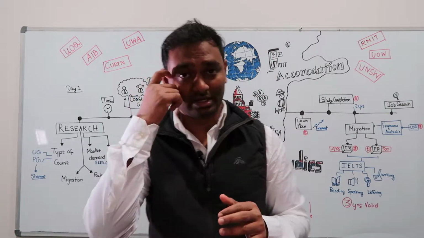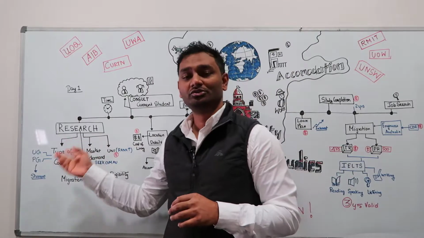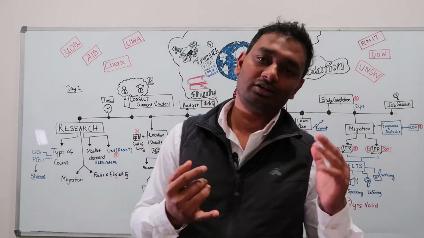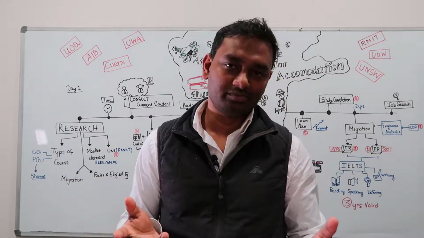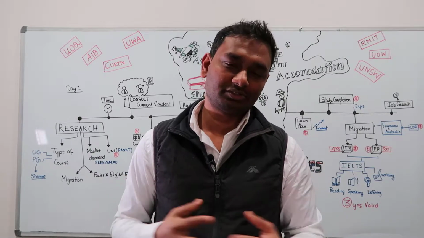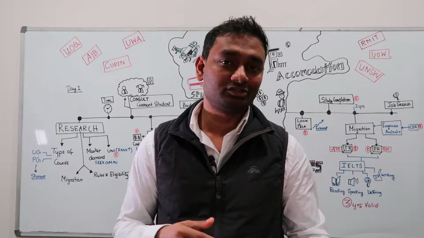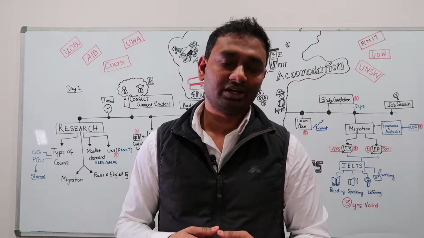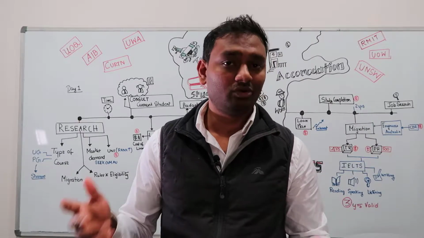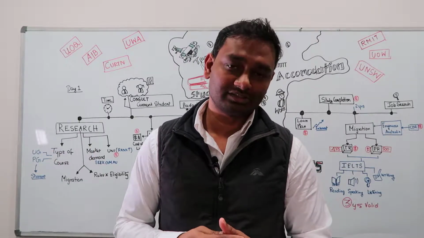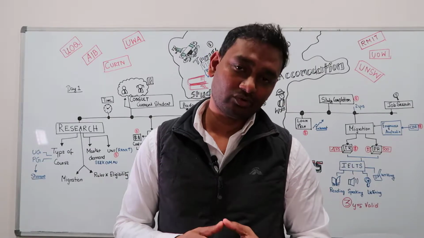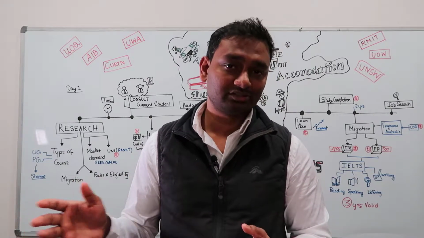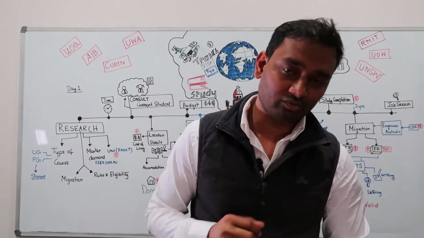So the first thing in your research is you choose your type of course. If you have done your bachelor's, you're obviously going to do your post-graduation, and you would be doing some sort of a master's. If you finished your school, you will be looking for undergraduation. And if you're looking for PhDs, then of course you're looking at 5-year visas and things like that. Based on the type of course, a lot of things will come into play. So first thing is decide what type of course you're going to do.